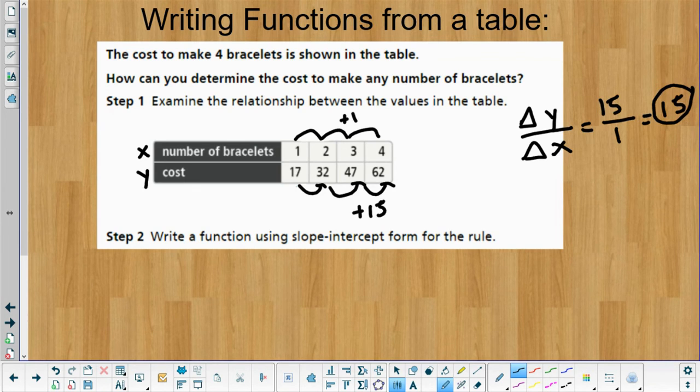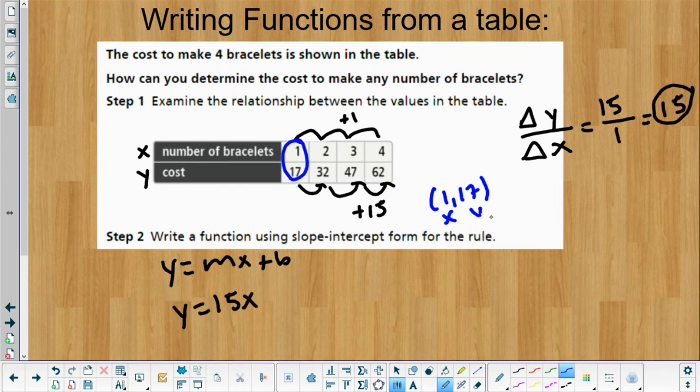Okay, now we need to figure out, if I go into slope-intercept form, that's y equals mx plus b. I know that my slope is 15, but I'm not sure what my b is. So this is where the point slope form comes in handy. I get to pick any point that I would like. Let's say I choose the first one. I'm going to choose the point (1, 17).